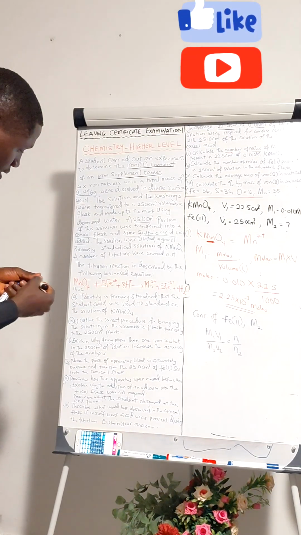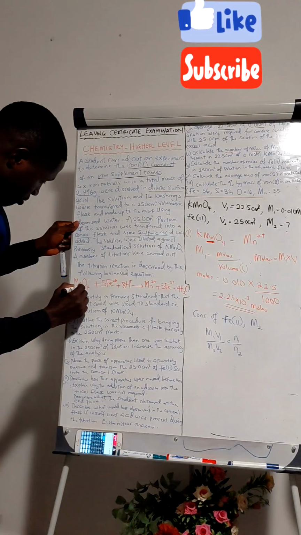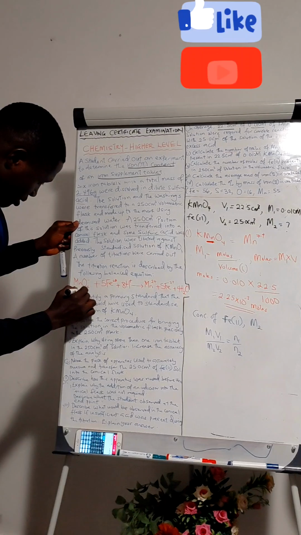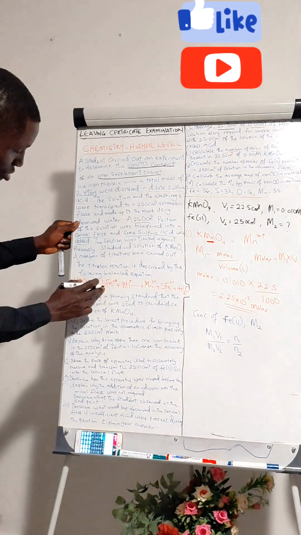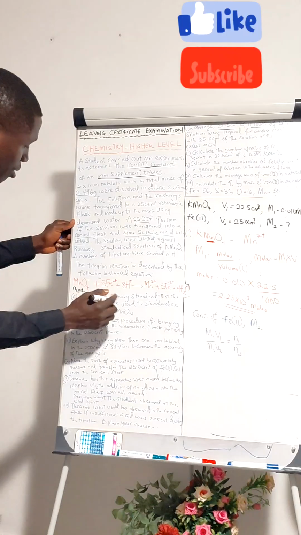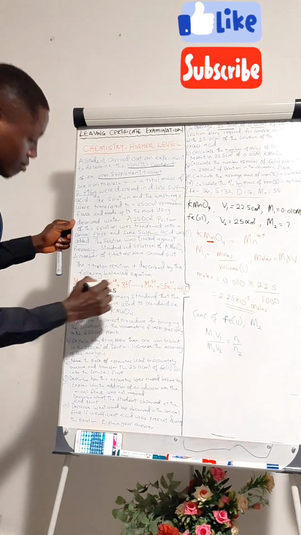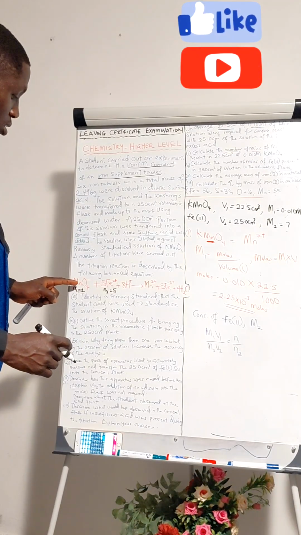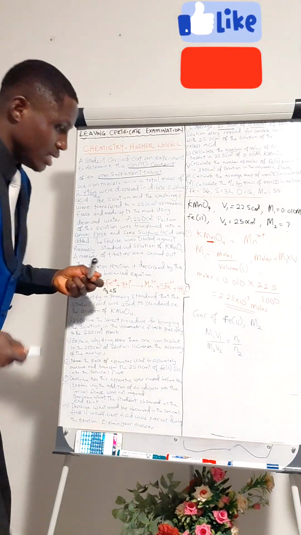So N1 here is 1. Why? Because it takes 1 mole of manganese to react with 5 moles of iron. So our N2 here is 5. That's how to get it. Our N1 is 1, our N2 is 5, so we are just going to apply them here.